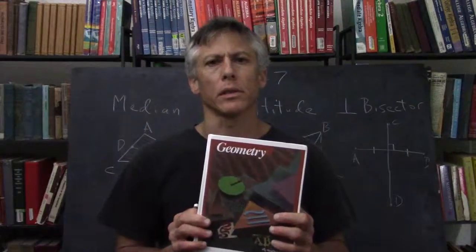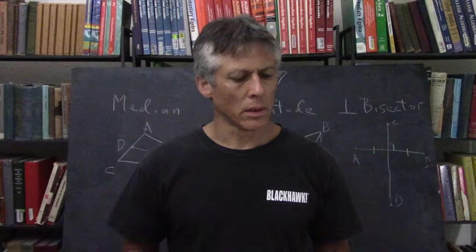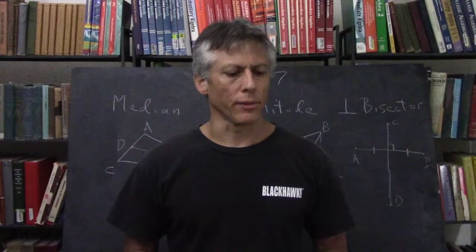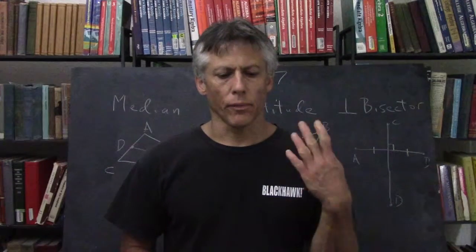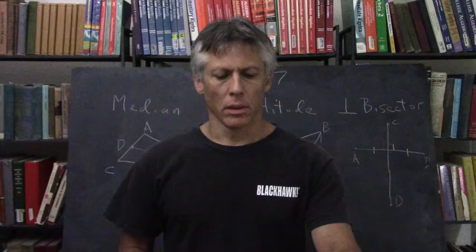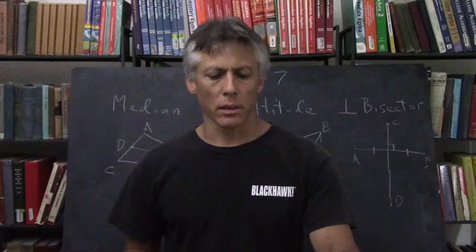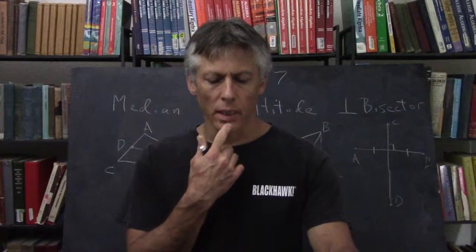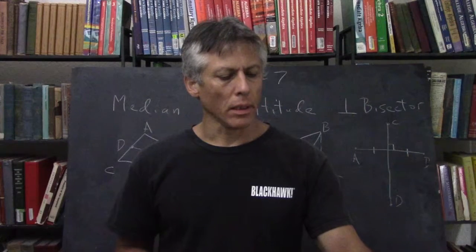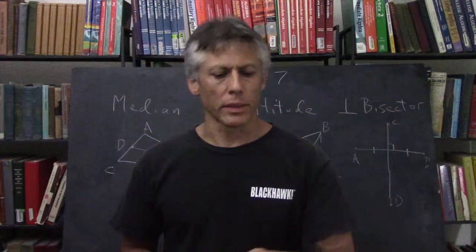So now Jurgensen and Brown, Chapter 4, Section 7. We're doing medians, altitudes, and perpendicular bisectors, defining them, and looking at 4 proofs in regard to perpendicular bisectors of the sides of a segment, sides of a triangle, and some proofs regarding angle bisectors.